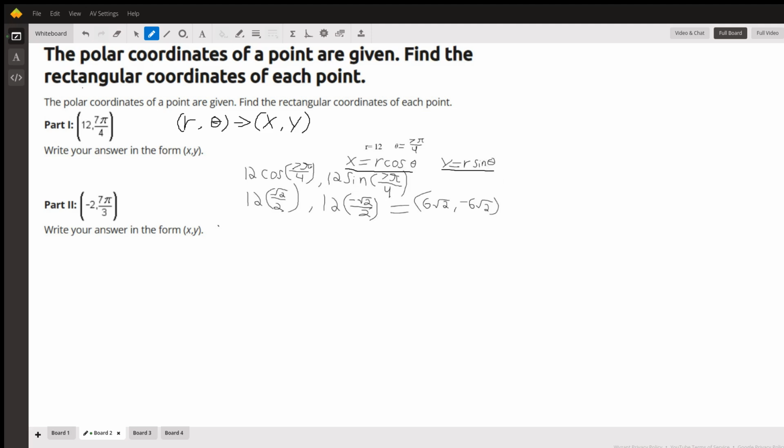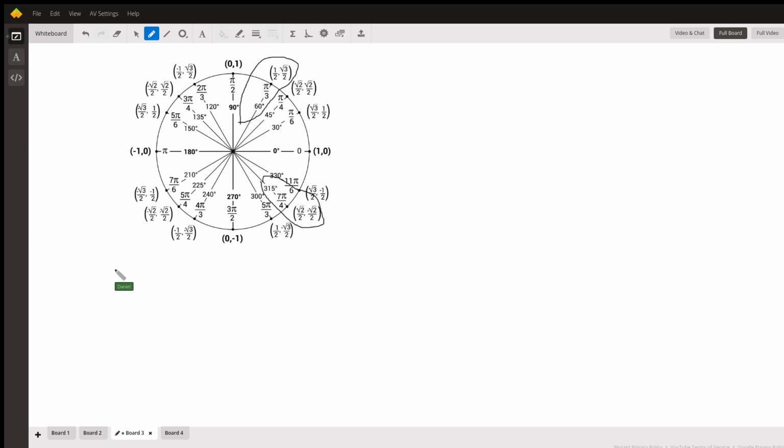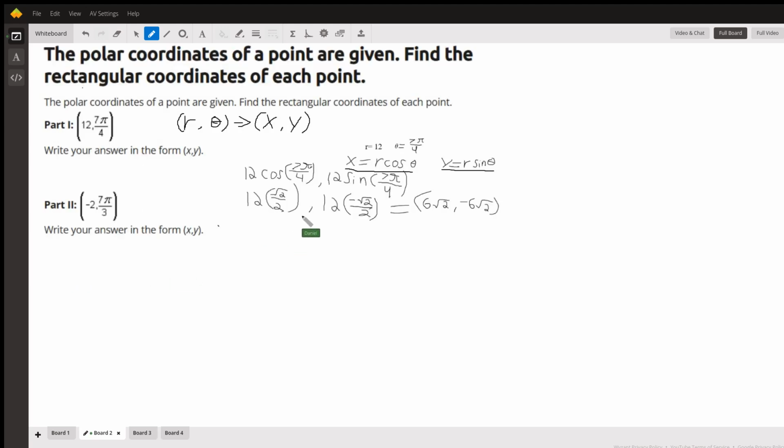Then we can plug in the values, which would be, for the x value, 12 cosine 7 pi over 4, and for the y value, 12 sine 7 pi over 4. If we look at the unit circle, we can find the exact values for cosine and sine. We plug those values in and we get 12 times square root of 2 divided by 2 for x, and for y we get 12 times negative square root of 2 divided by 2.